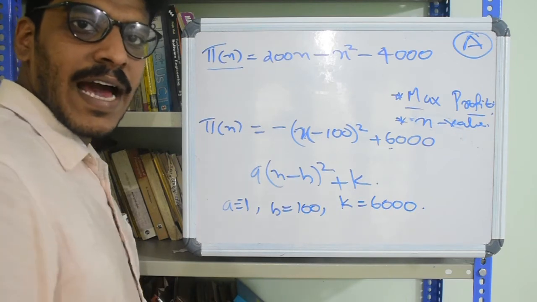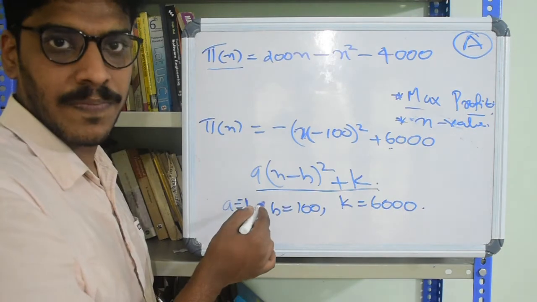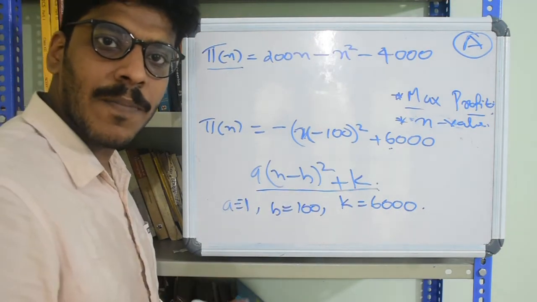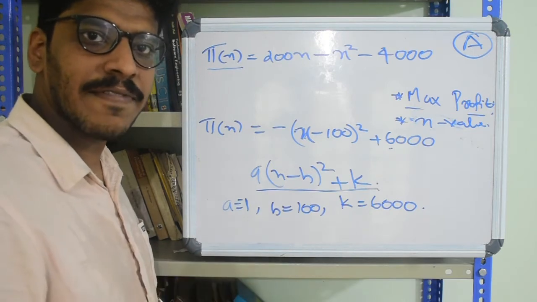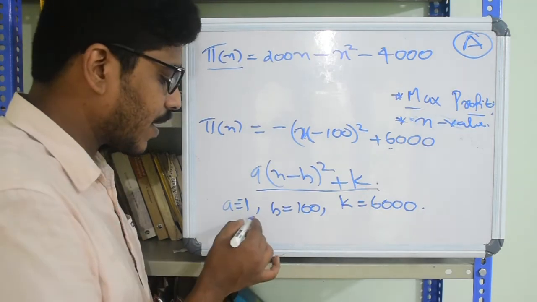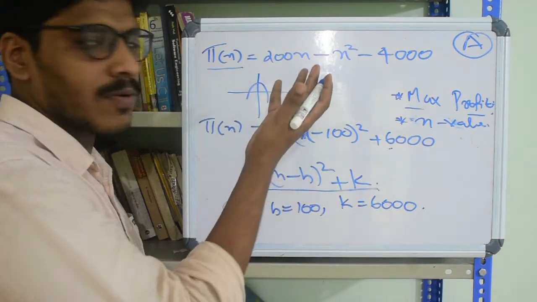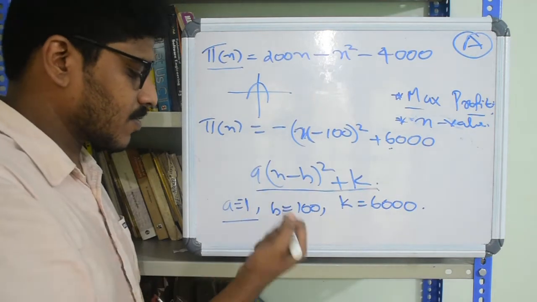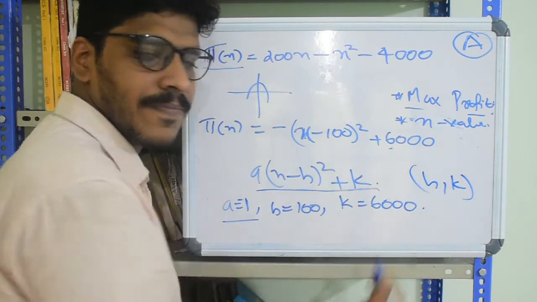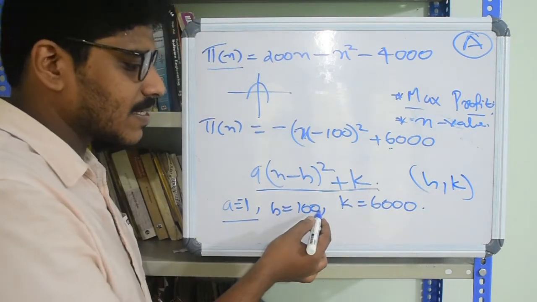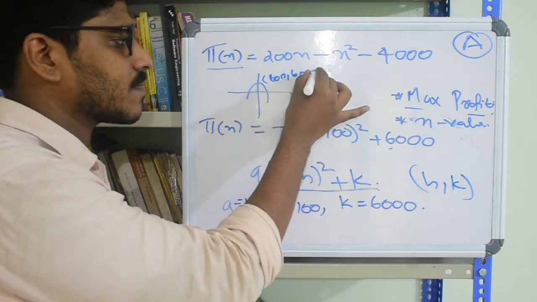We have learned to draw graphs of quadratic equations using this form. The parabola opens up if a is positive. The parabola opens down if a is negative. So a is negative 1 here, so our parabola opens downward, somewhere downward. And the vertex is given as (h, k). So h is 100 here, k is 6000. So this point is (100, 6000).